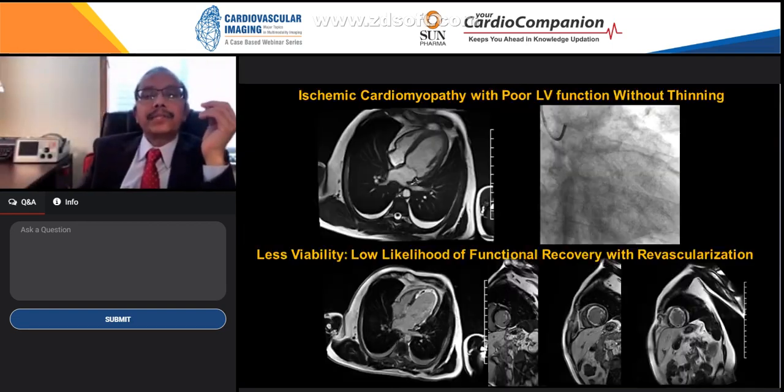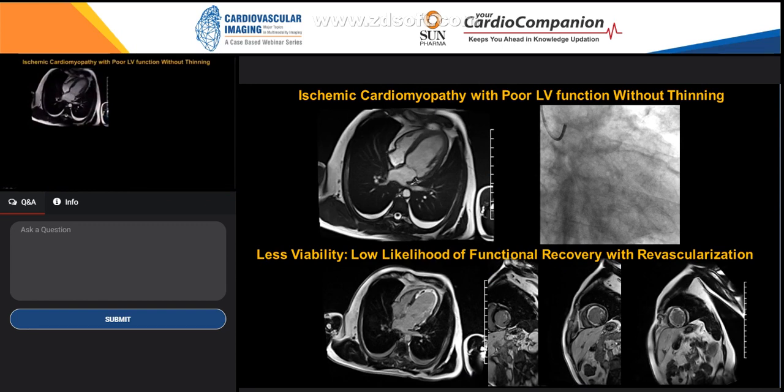Here is another patient without thinning, right? And so normally we would think hypokinesia, wall thickness is preserved, it's contracting suboptimally. This guy may improve. And here is the angiogram showing complete LAD occlusion.